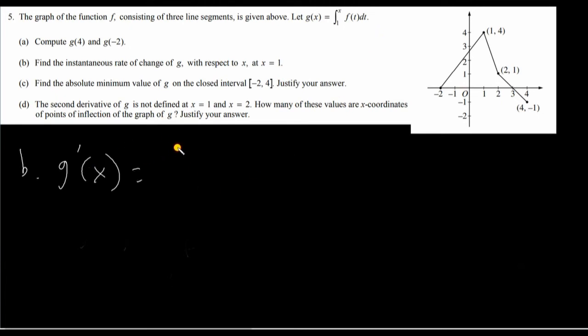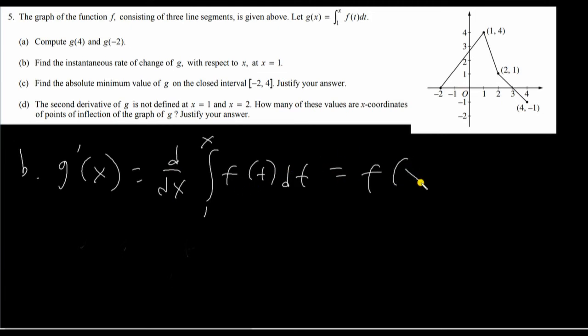So g prime of x is equal to the derivative of the integral from 1 to x of f of t dt. And remember how I said this is probably going to come into play at some point. If we take the derivative of this kind of accumulation function, you're just going to get f of x. Okay, so now we know that g prime of x is equal to f of x. Let me just rewrite that. G prime of x is equal to f of x.